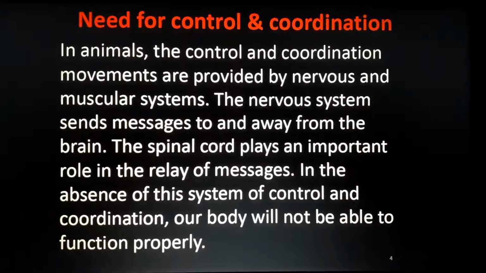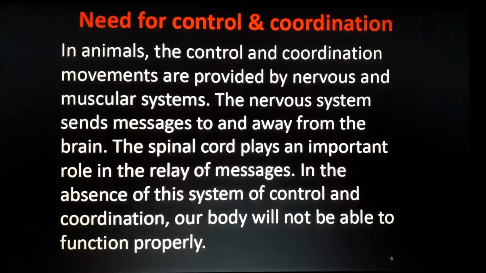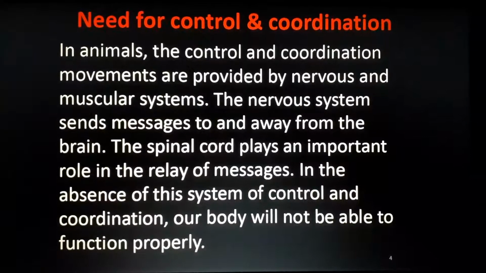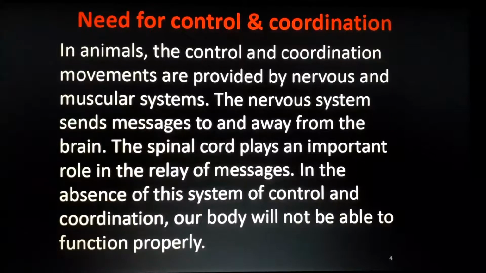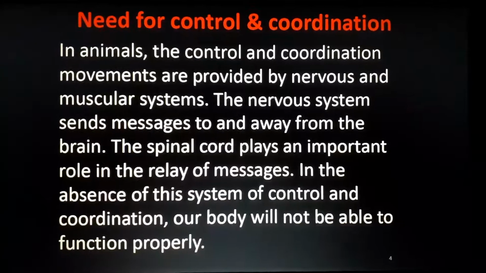That we already discussed in the introductory part, but let's go through this. In animals, the control and coordination movements are provided by the nervous and muscular systems. No doubt regarding that, isn't it? Our muscular system is behind the movement of our body, inside and outside also. And the nerves are the ones that carry signals from the brain to the muscular cells and back to the brain. Okay, that is the main thing.